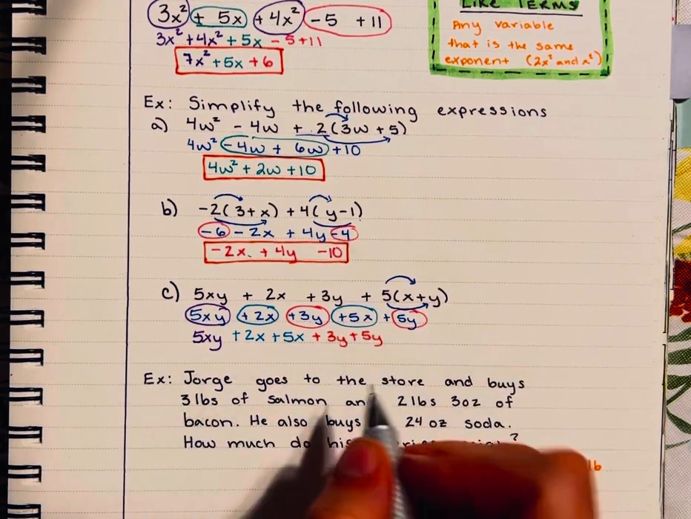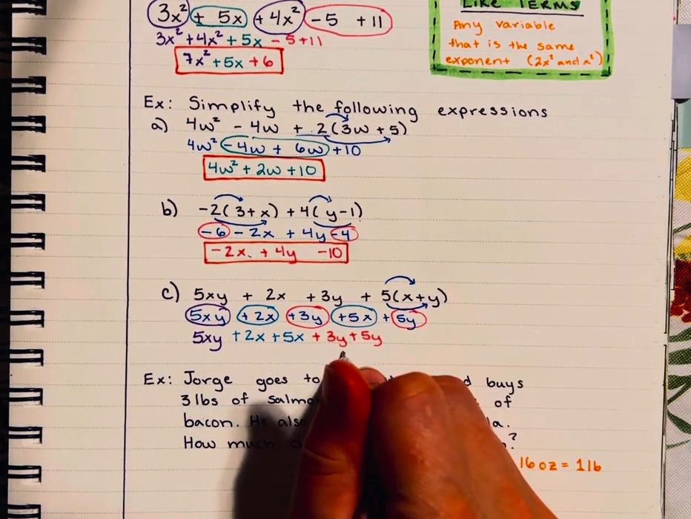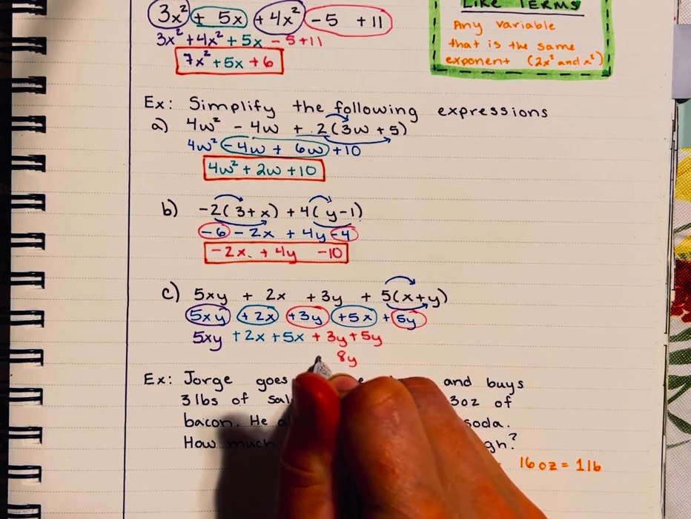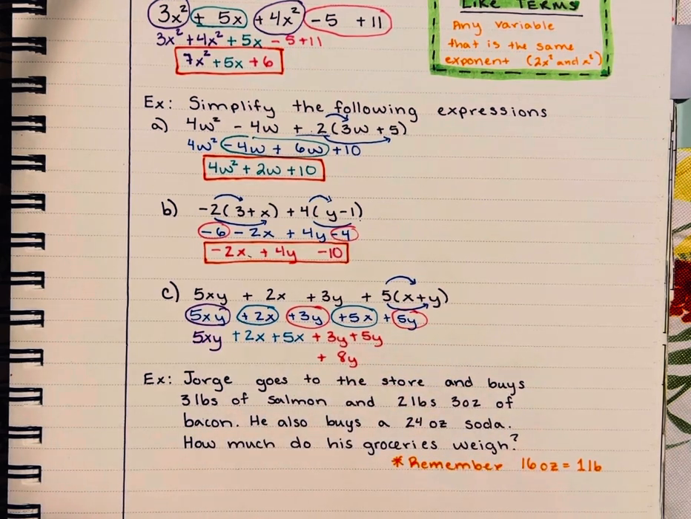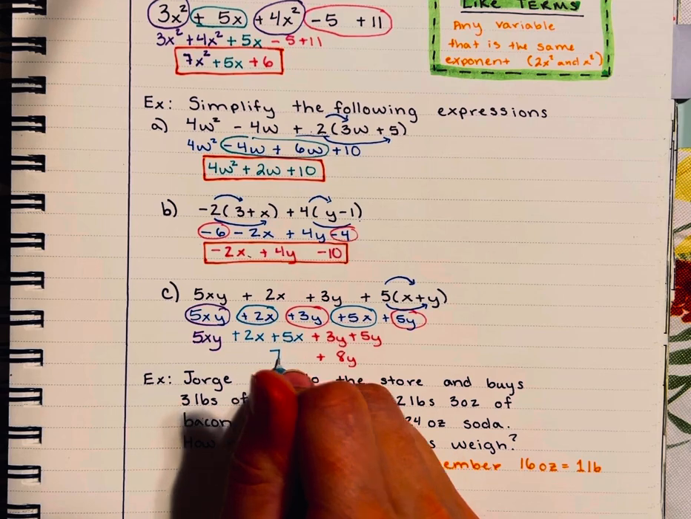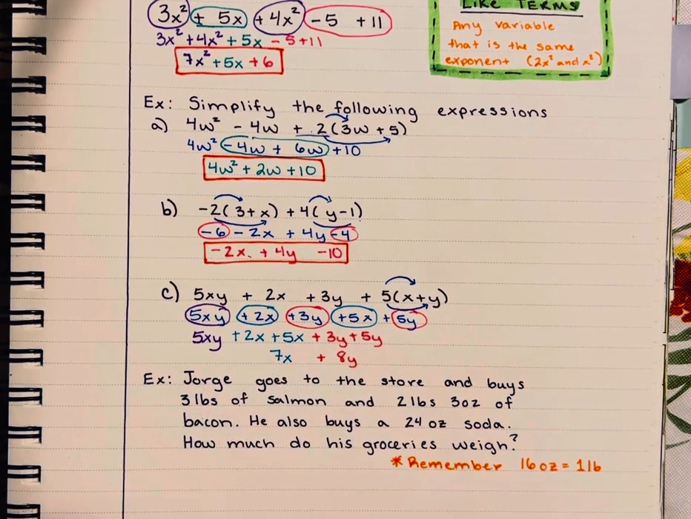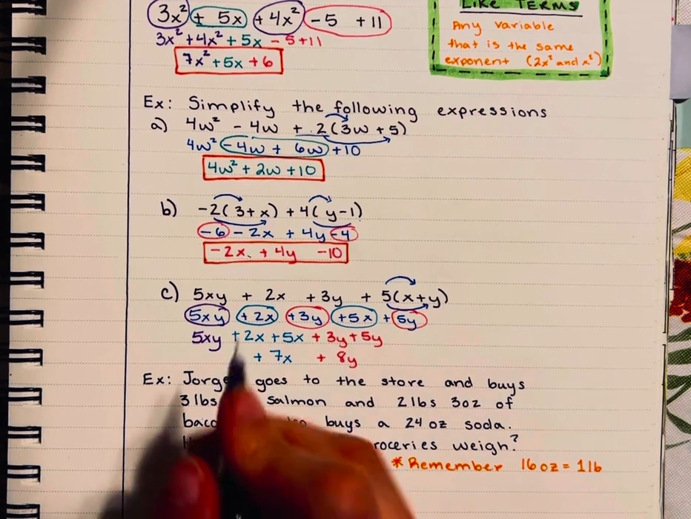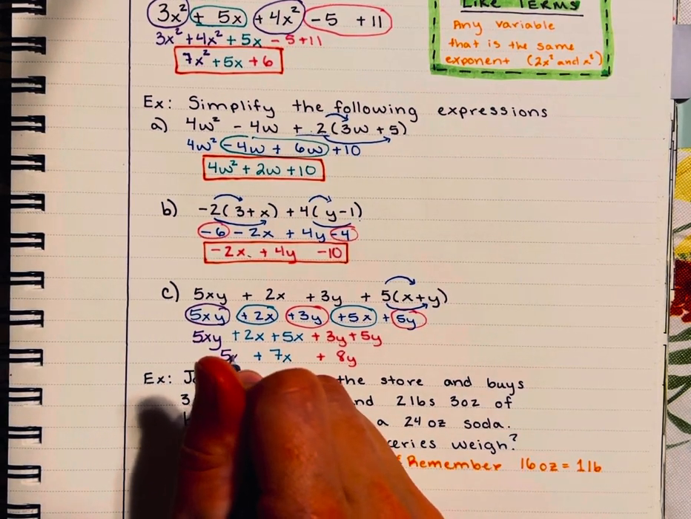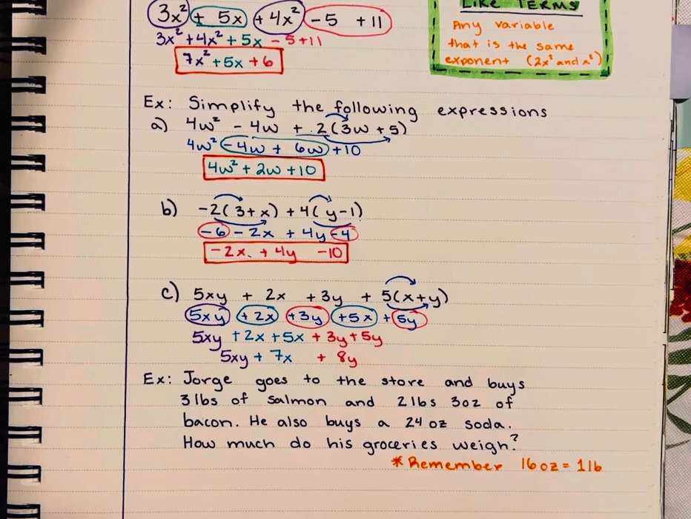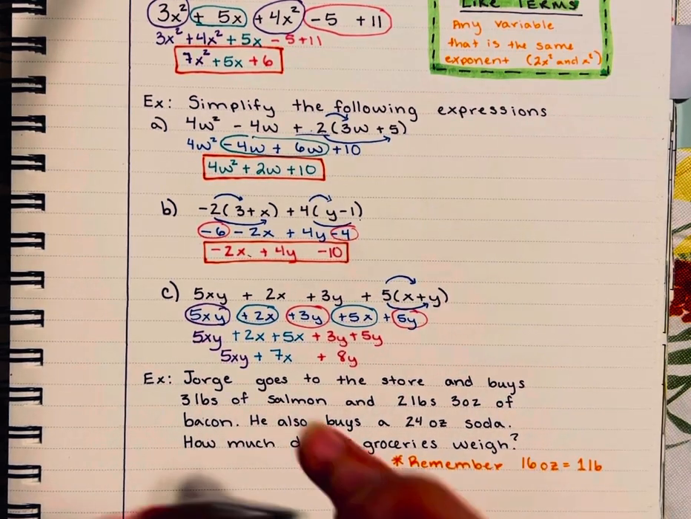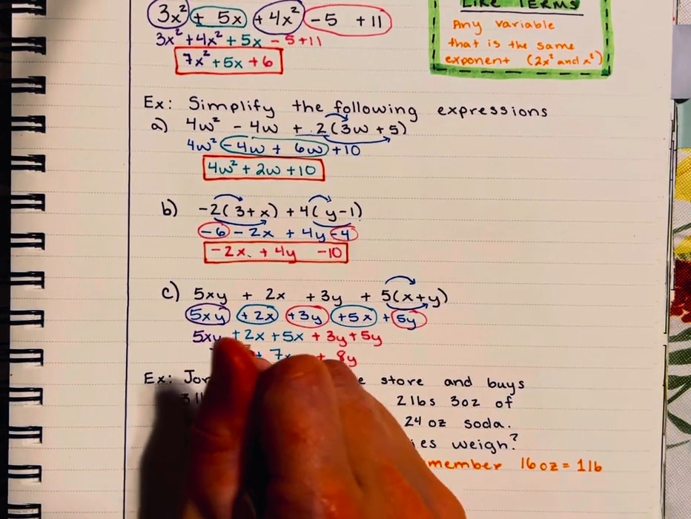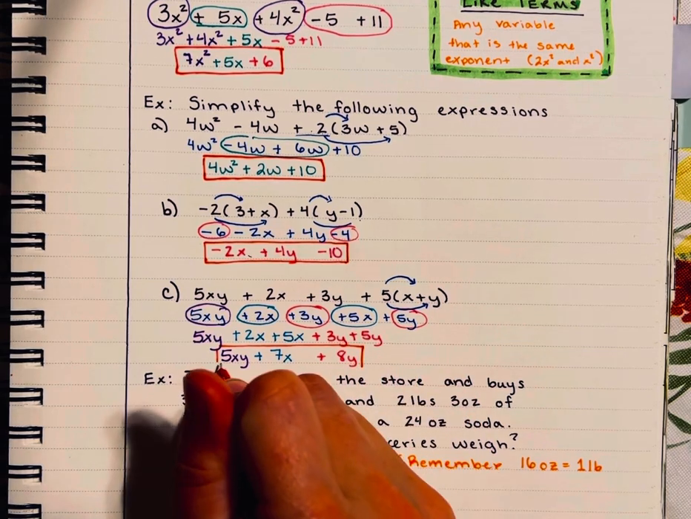And then when I combine my like terms, I'm going to get 8y when I add 3y and 5y. I'm going to get 7x because 2x plus 5x is 7x. Again, it's plus, and then I have the 5xy. This expression is simplified because, again, no other like terms to combine with. So I'm going to box my answer.